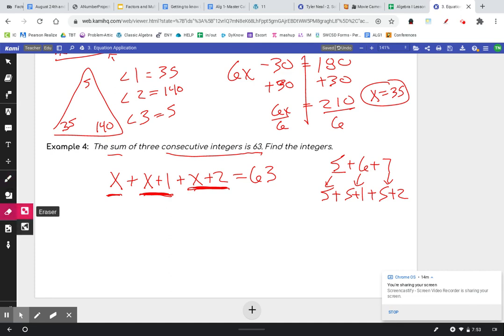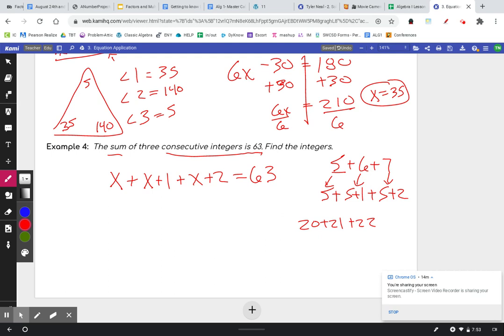So I'm going to get rid of these to clean this up a little bit, and we're going to start simplifying so I can figure out what those 3 numbers are. You could even guess and check here. I don't know the answer to this, but 63 divided by 3 is right around 20, so I'm going to guess the numbers are right around 20. I'm going to say 20 plus 21 plus 22. 20 plus 21 is 41, plus 22 is 63. So that looks like it's our 3 numbers.